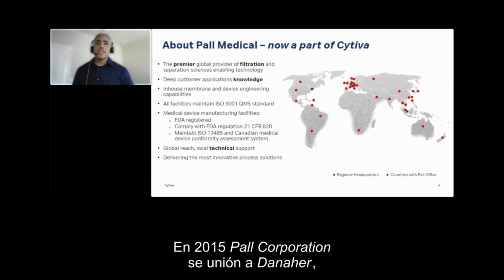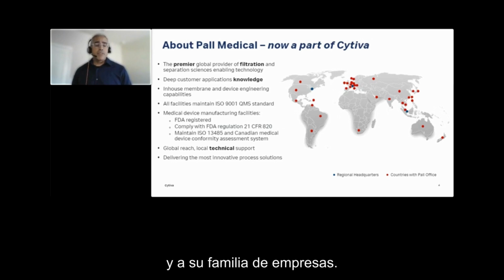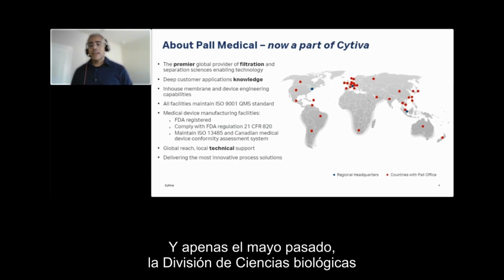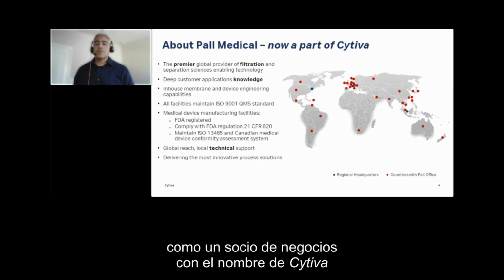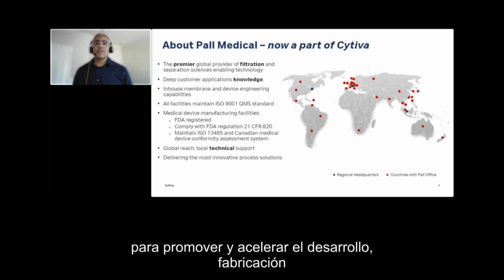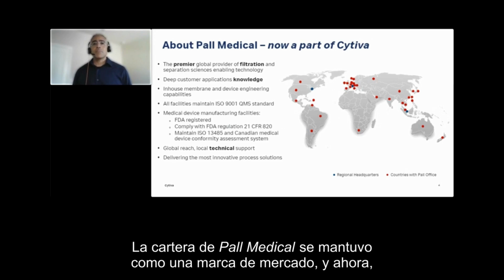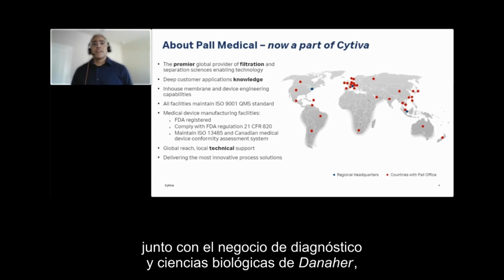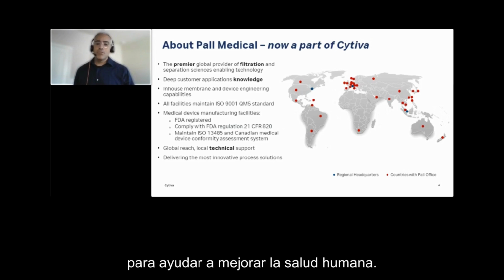So in 2015, Pall Corporation joined Danaher, a global science and technology leader, and its family of companies. And just this past May, the Life Sciences Division united with Cytiva, another Danaher company, as one business partner under the Cytiva name, forming a stronger global provider of technologies and services to advance and accelerate the development, manufacture, and delivery of therapeutics. The Pall Medical portfolio remained a market brand, and now alongside Danaher's diagnostic and life sciences businesses, Cytiva's focus is to accelerate the impact of innovation to help improve human health.